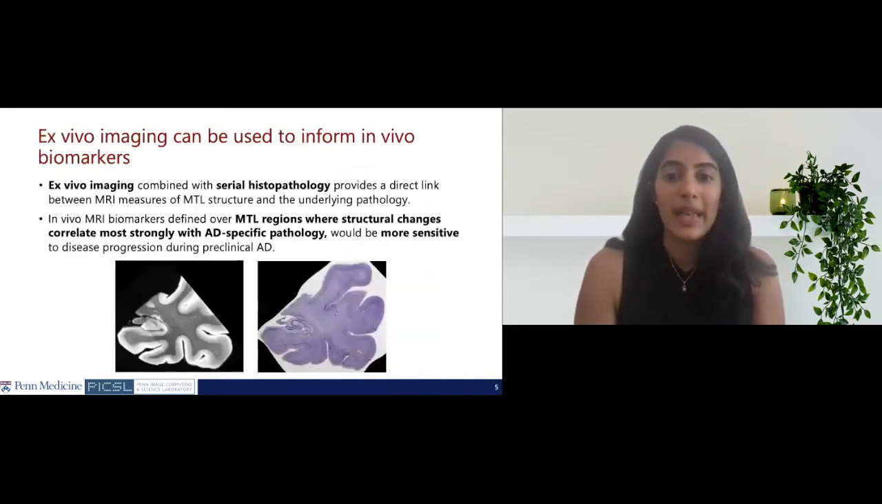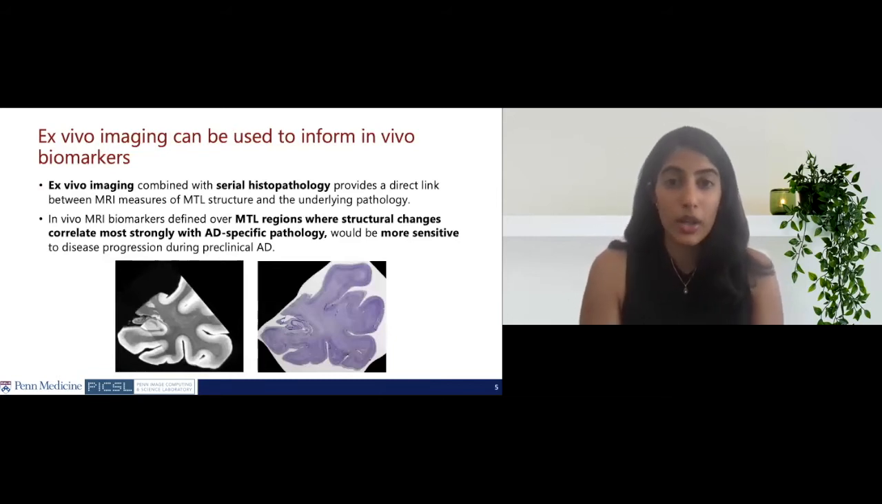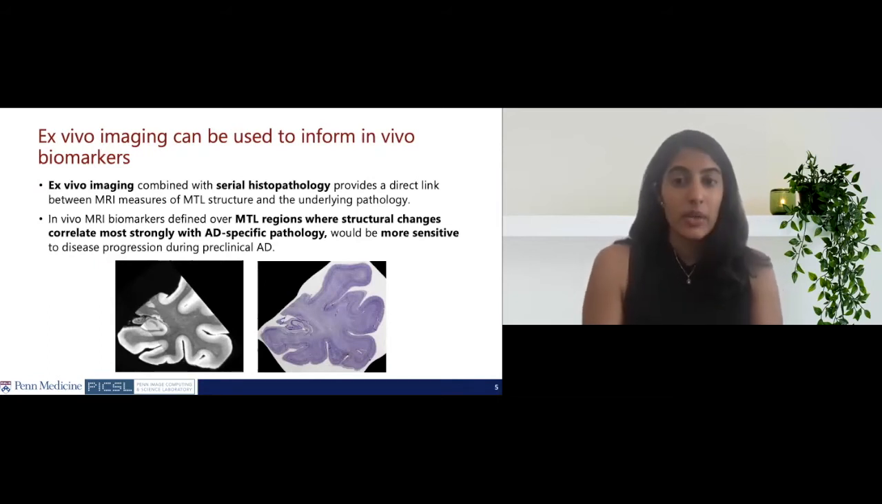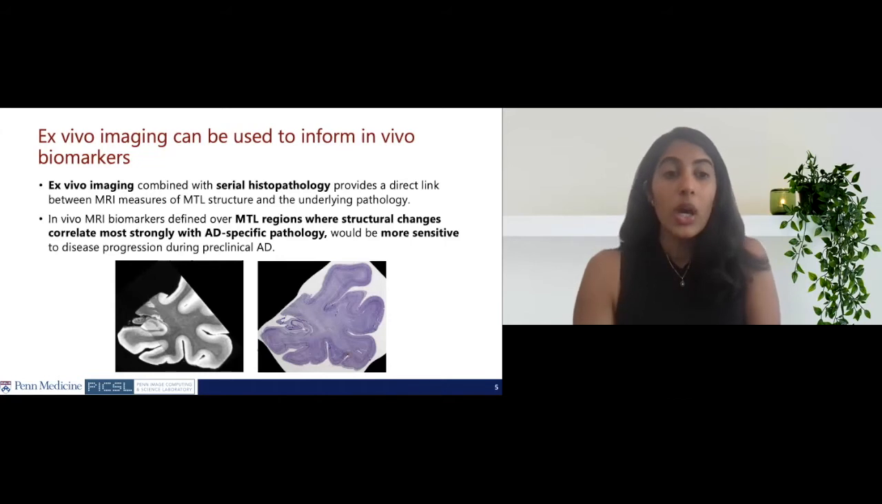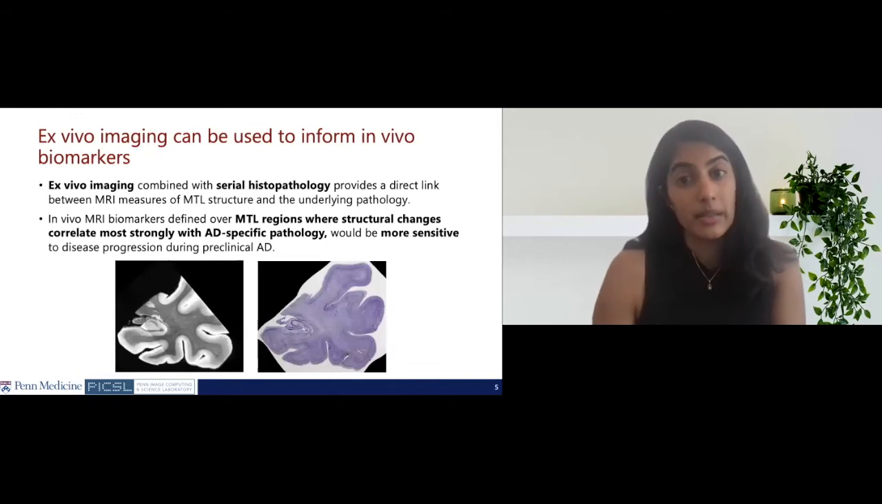In our work, we aim to use ex vivo imaging, combining high-resolution MRI with 3D serial histology to help inform the development of in vivo MRI biomarkers. Ex vivo imaging combined with serial histology provides a direct link between MRI measures of MTL structure and the underlying pathology. We hypothesized that in vivo MRI biomarkers defined over MTL regions where structural changes correlate most specifically with AD pathology would be more sensitive to disease progression during preclinical AD.